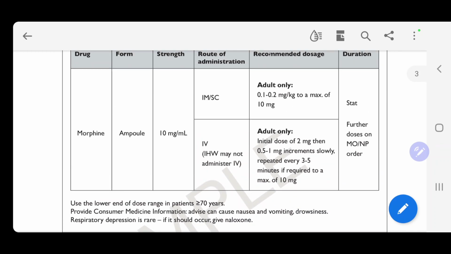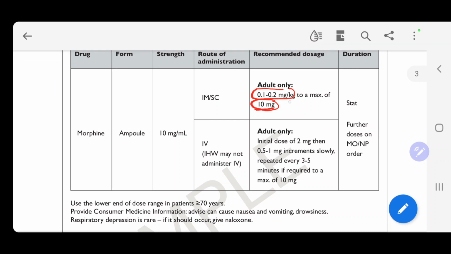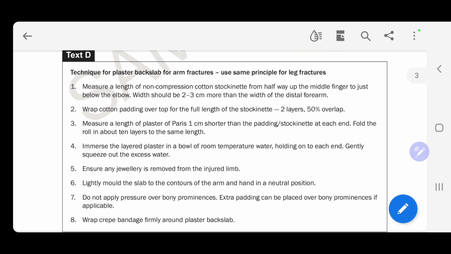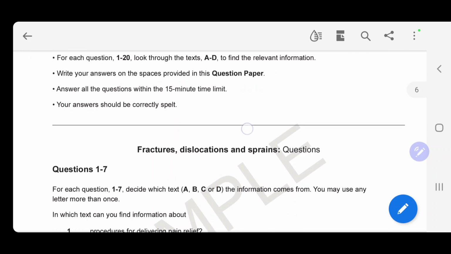They are asking you about the maximum dose of morphine per kilo. They have written 10 mg. Most of the candidates would write it down, but they are asking you about the maximum dose of morphine per kilo. So this is the range, and we can write down 0.2. This is the range, and we can write down 0.2 as the answer.